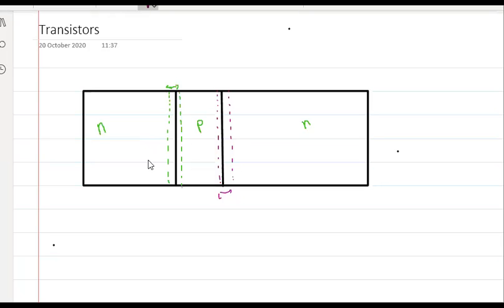Okay, now let's do some biasing. I hope all of you understood what we are doing. I'm just taking it from the very scratch, step by step. So we have two junctions over here. Basically, there are two depletion regions. This is your N, this is your P, and this is your N.